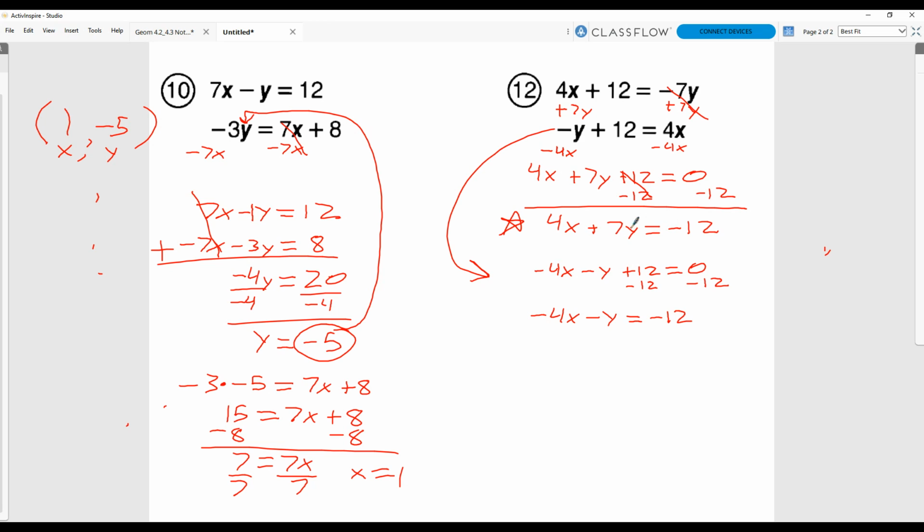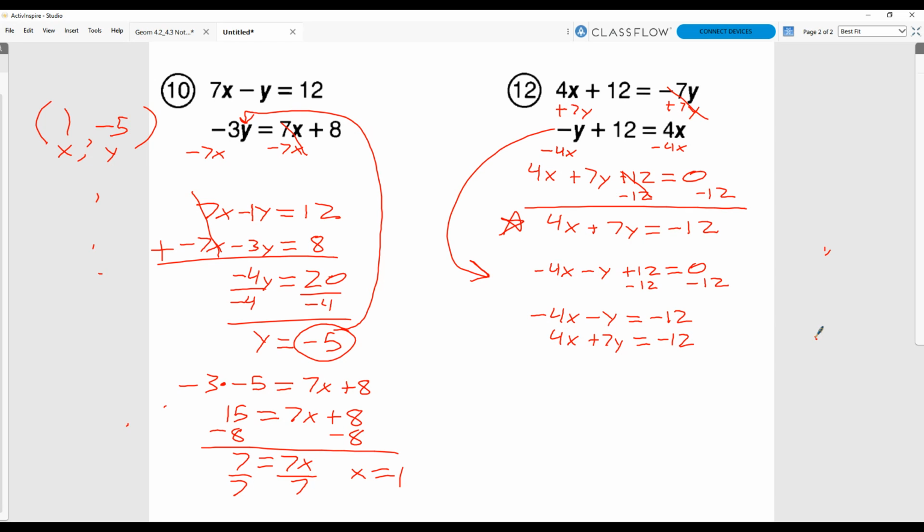And if I put this one with it, then everything's going to stack up really nicely. So I'm going to take this one and I'm going to drop it right underneath of this one here. So I'm going to take the 4x plus 7y is equal to negative 12. All right, so everything is nice and lined up.